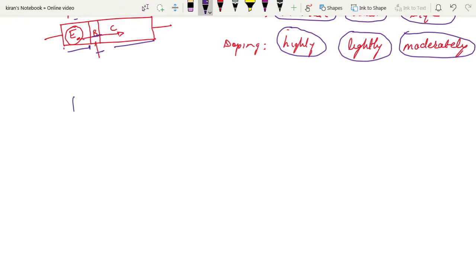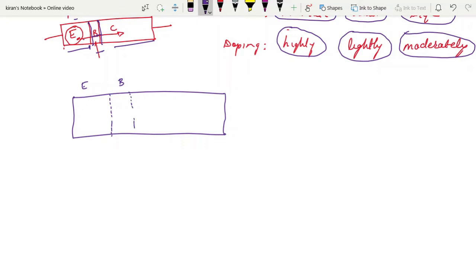What is going to happen to the depletion region in this NPN transistor? So basically, suppose this is the first emitter and base junction. The junction between emitter and base is known as emitter base junction. The junction between collector and base is known as collector base junction. So this is emitter base junction. So this is emitter, this is base, and this is collector.